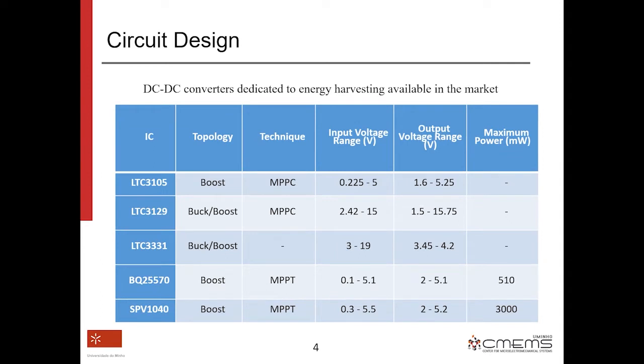To maximize the power extraction from the modules, we had to use a converter dedicated to that. In this case, we saw some of the converters that exist in the market, and the LTC3129 was the best, taking into consideration the characteristics of our models. This model uses the MPPC technique and has a buck-boost topology.